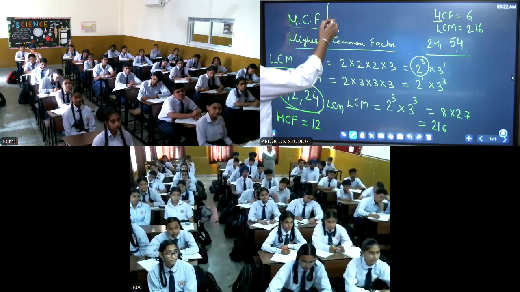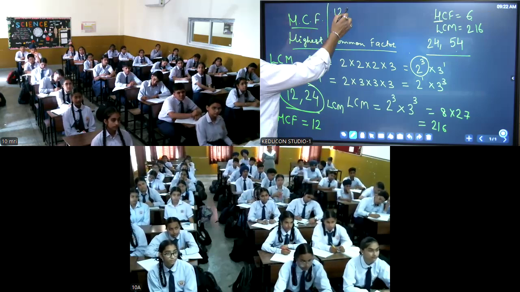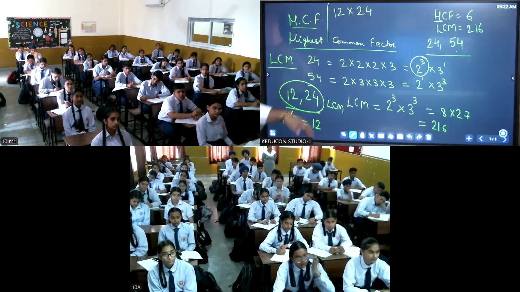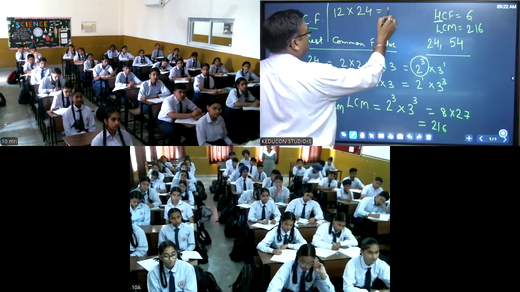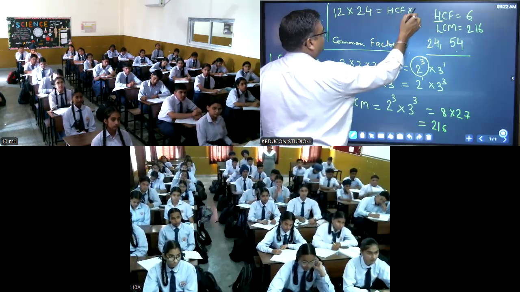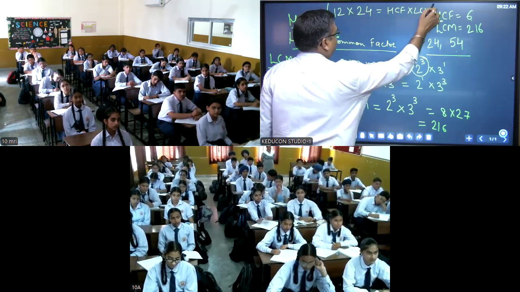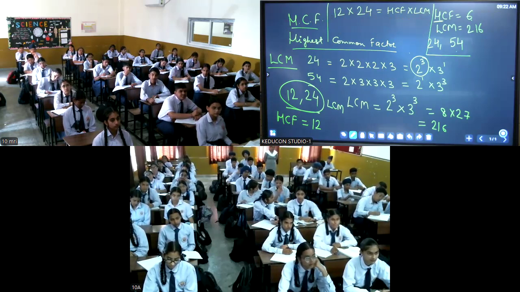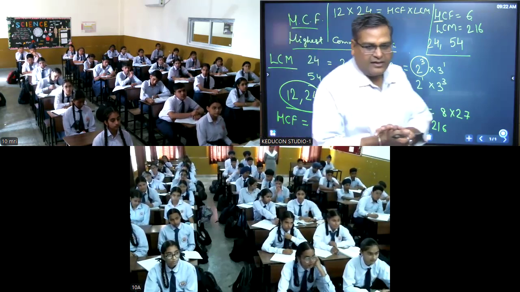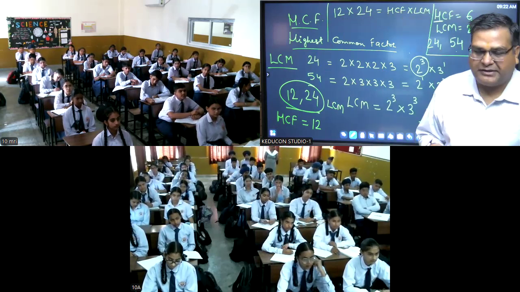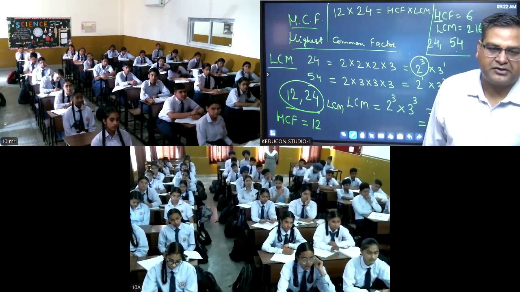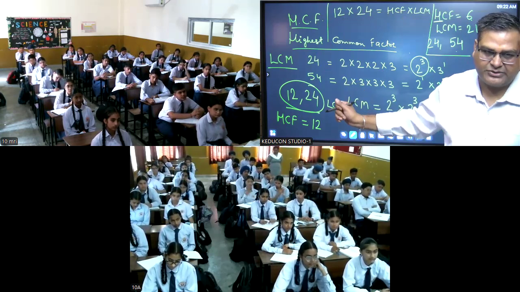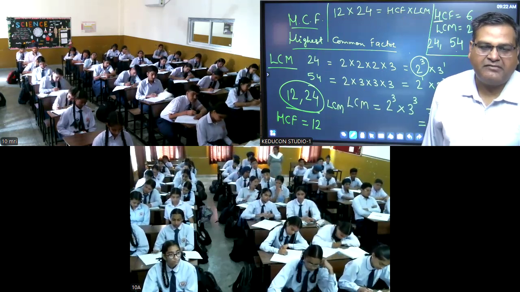So from here, what do we get? If we take the product of these two numbers, 12 into 24, it is also equal to the product of their HCF and LCM. Yes or no? So we have this formula: if we take two numbers, the product of the numbers is also equal to the product of their HCF and LCM. Please note down this formula. This formula will be used.